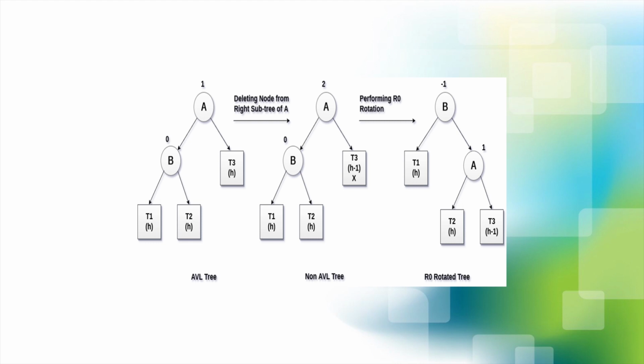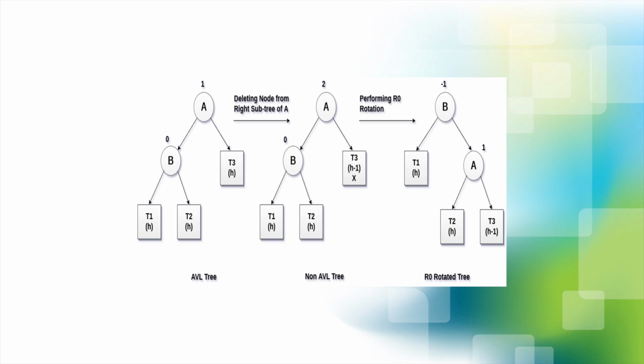So, the balancing factor will be satisfied. Now, we calculate the balancing factor of A. At the left hand side of A we have a height of 1 plus h, and at the right hand side the right subtree has only a single h. So, 1 plus h minus h cancels out, and the balancing factor of A is 1.